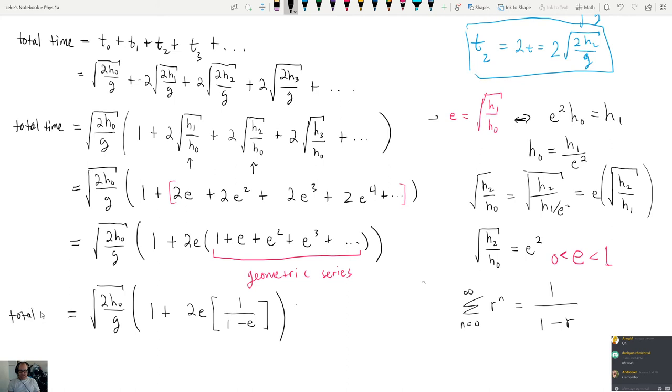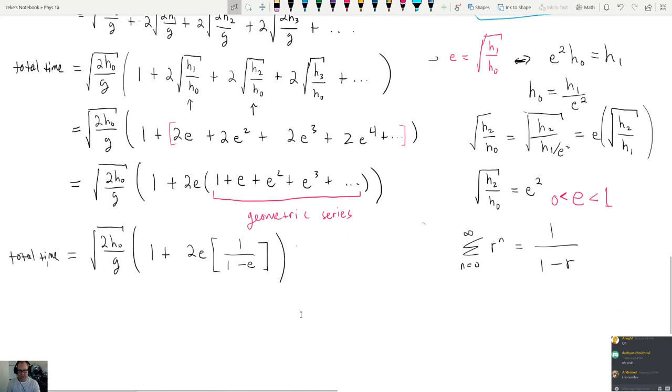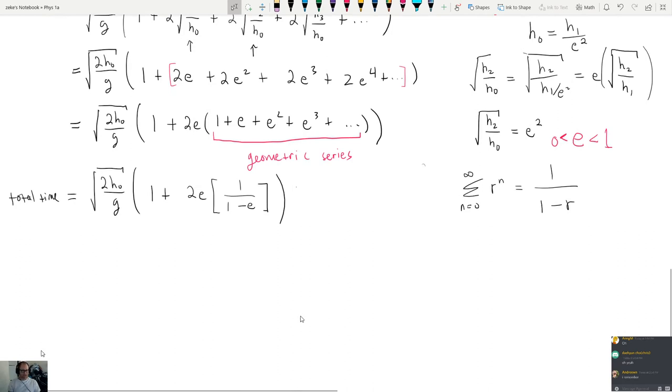But what I'd like to do is actually put some numbers in here and solve so we can actually see how long it would take. The answer is not infinity, because this is going to be a convergent series, right? So let's say we pick some numbers. Let's say we let the initial height be equal to 10 meters. Nice, tall. This is like dropping it off of a tall building, right?